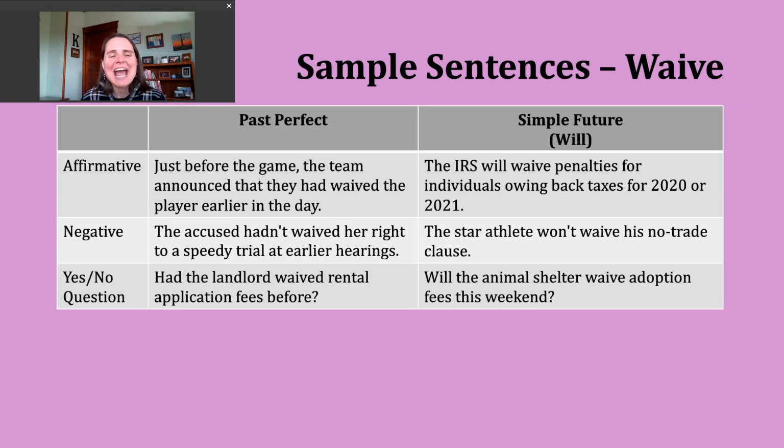Finally, let's look at making a yes or no question in the simple future. To do this, I start with will, then I have my subject, and then the base verb. Last example. Will the animal shelter waive adoption fees this weekend? Sometimes they do this in order to encourage more people to adopt pets and sort of reduce how many pets the shelter is caring for at a particular time.